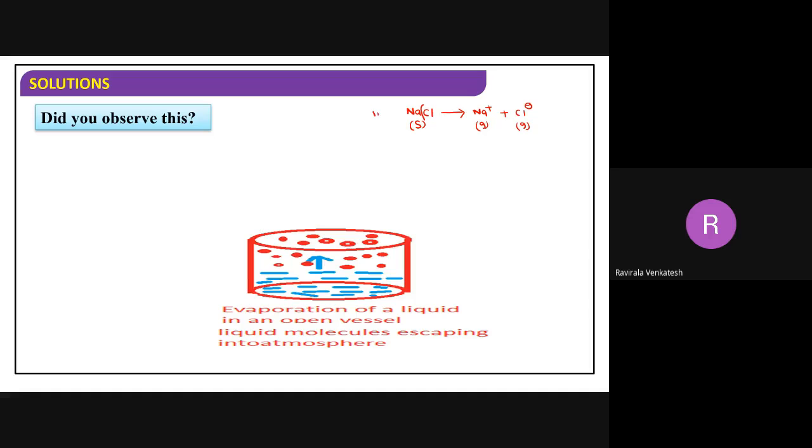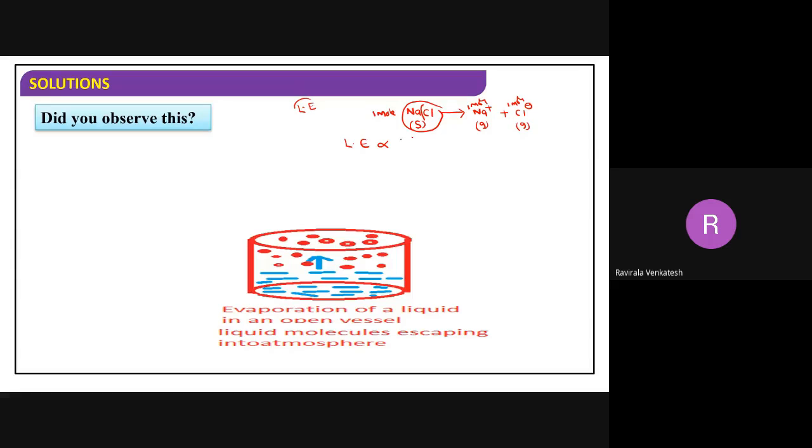So how many moles am I taking? 1 mole. So for 1 mole of NaCl, an ionic compound, dissociating into its constituent ions, its own ions, Na+ and Cl-, 1 mole of Na+ and 1 mole of Cl-, how much amount of energy is required? That amount is called lattice energy. Now here, is lattice energy directly proportional to solubility or inversely proportional to solubility?